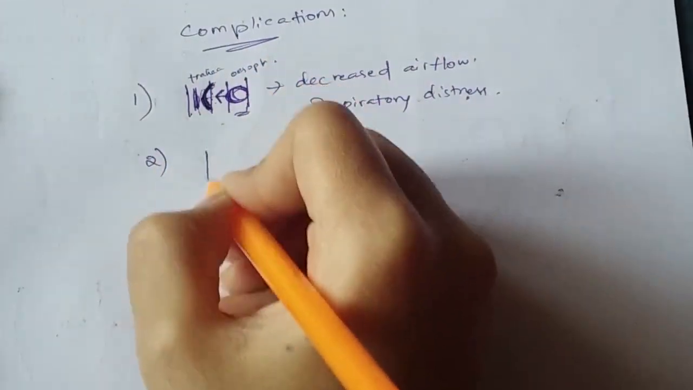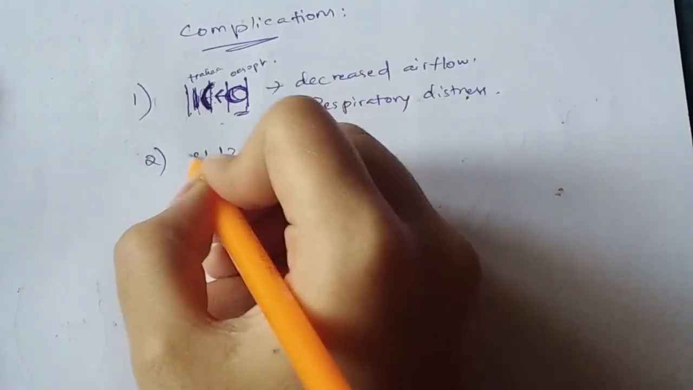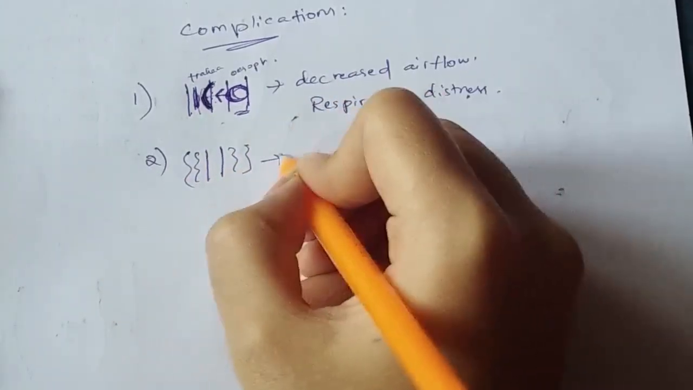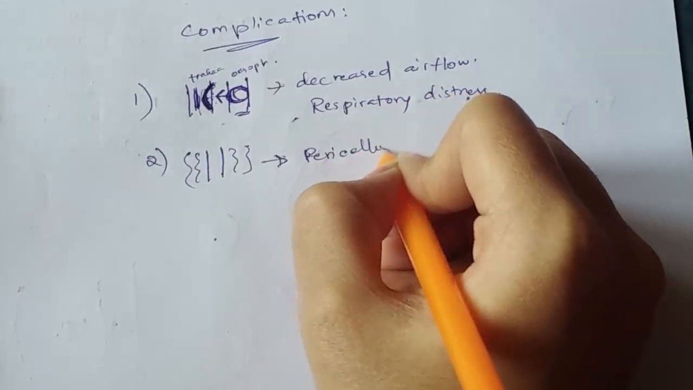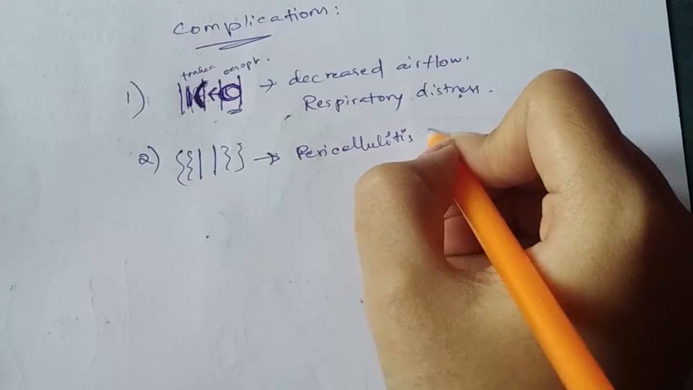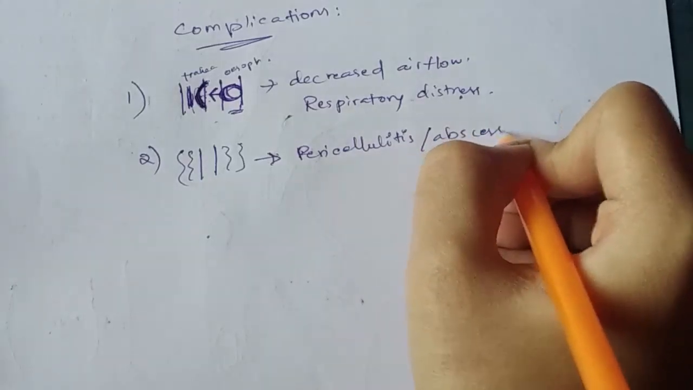And next, this is the esophagus and there will be periesophageal abscess or cellulitis. This is the second complication. There will be formation of periesophageal cellulitis or abscess.